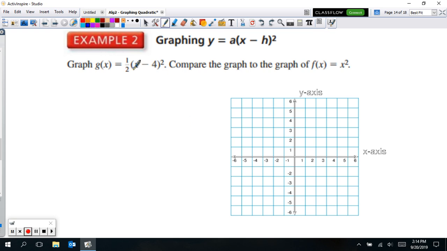All right, so here's our problem: 1/2 times the parenthesis x minus 4 squared. We got to start with, what is the vertex? That's always your very beginning. Always got to know where you begin. You start with the vertex.